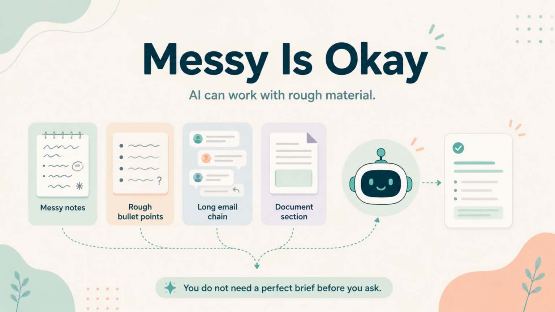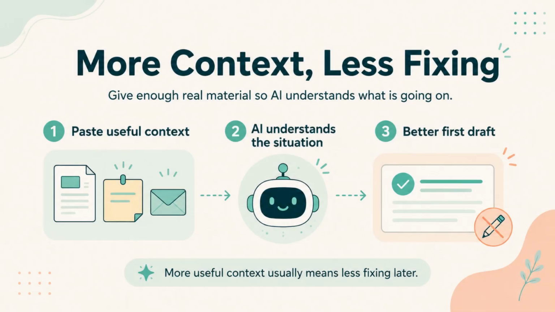So do not be afraid to paste more context. Messy notes are okay. Raw bullet points are okay. Long email chains are okay. A copied section from a document is okay. You do not need to make the information perfect before giving it to AI. AI can help organize messy information. Your job is not to prepare a perfect brief. Your job is to give enough real material so AI understands what is going on. More useful context usually means less fixing later.